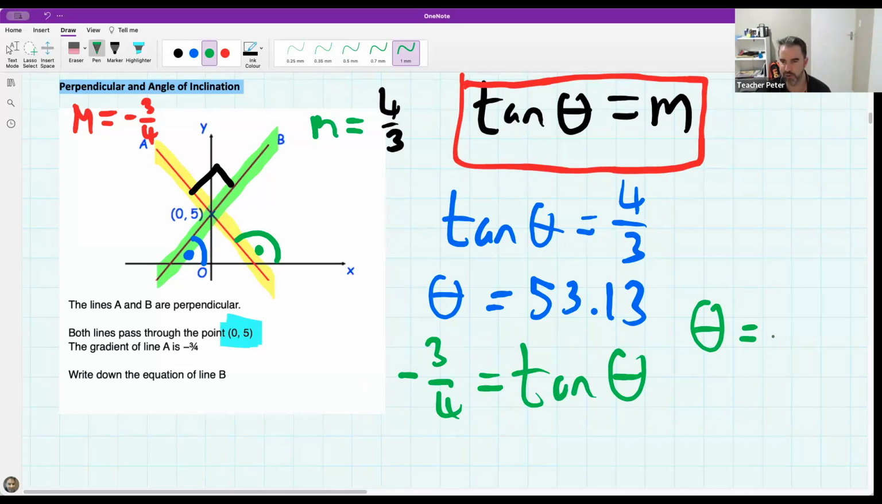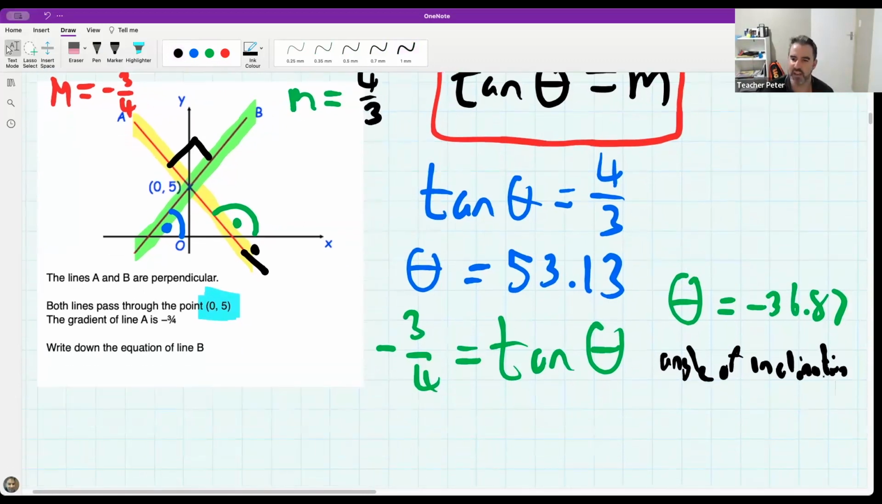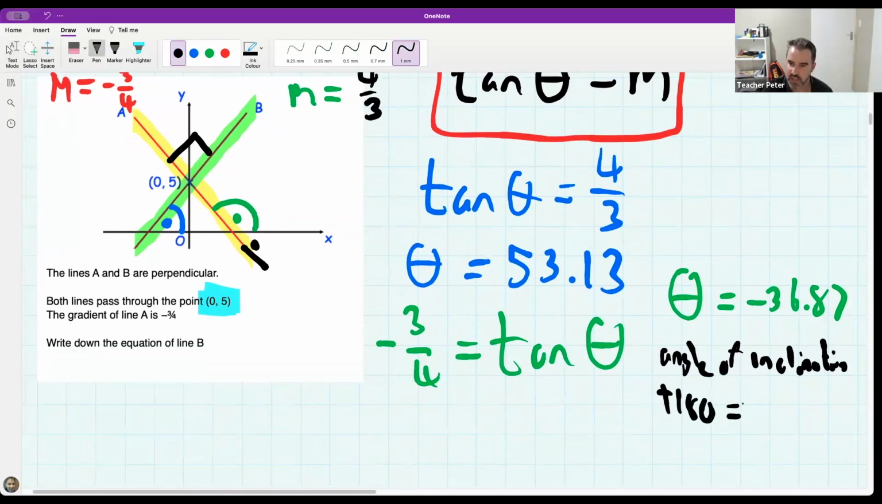Okay, you guys are too clever for me. So what you first get is minus 36.87, and that is this angle over here. But all you need to do to get the proper angle of inclination, and a lot of people are doing this already, is take that negative 36.87 and add 180 to it. If you add 180 to it, you get 143.13, which makes a lot more sense because you can see the size of this big green angle is an obtuse angle.